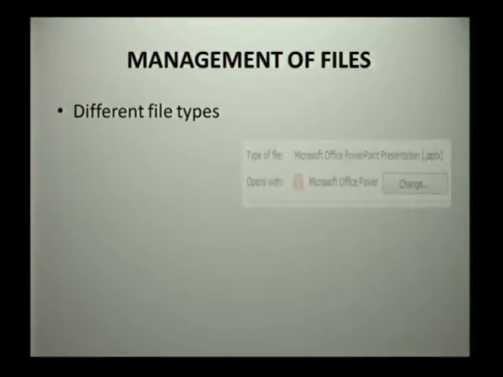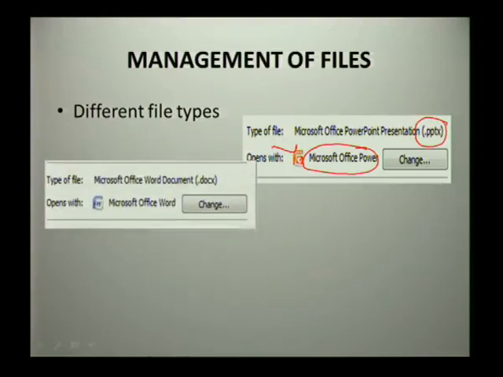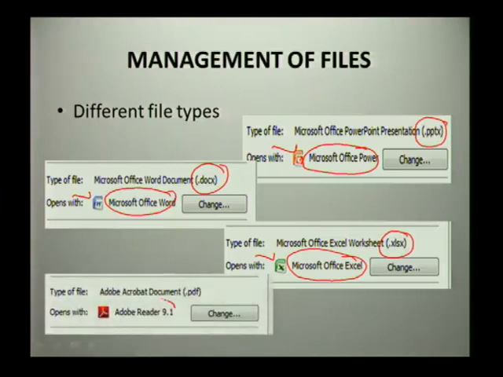Now, different file types. I have a few examples here. You have a file type here for Microsoft Office PowerPoint, and you can see the icon there, and you can see the file extension there. Then we have Microsoft Office Word, with its icon as well as the file extension. Then we also have Microsoft Excel, the icon as well as the file extension of that document. Lastly we have Adobe Reader. You can see the icon as well as the file extension.